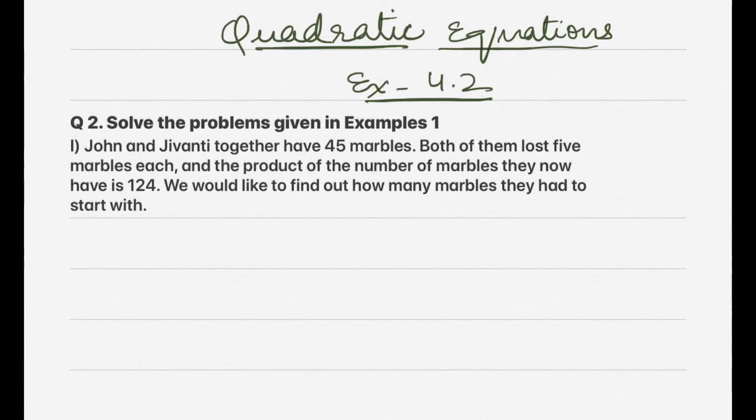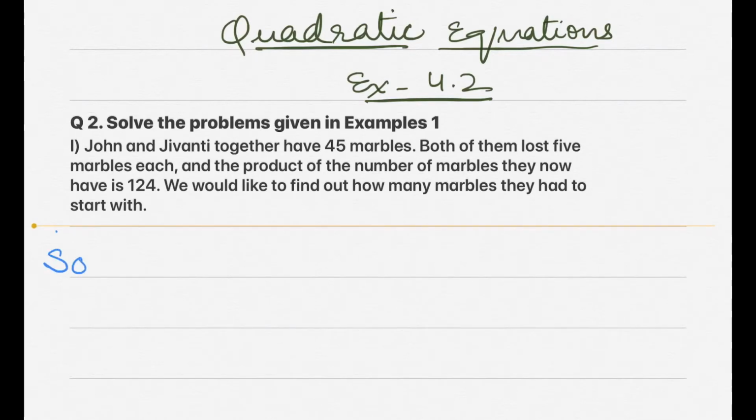Okay, so the first problem says John and Jeevanti together have 45 marbles. Both of them lost 5 marbles each. The product of the number of marbles they now have is 124. And we would like to find out how many marbles they had to start with. Okay, so let's move to the solution.